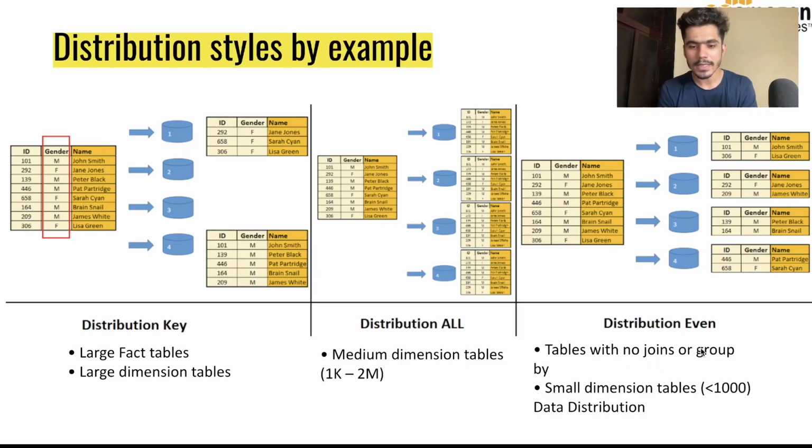The last style is even. What we are doing here is dividing the table in an even format. As you can see over here, randomly it will try to divide the table into multiple chunks. It will basically evenly divide the entire table into multiple chunks. You should use distribution even when you don't have any dependencies on the join and the group by, and this is generally used for small dimension tables, because you want to spread it out evenly.